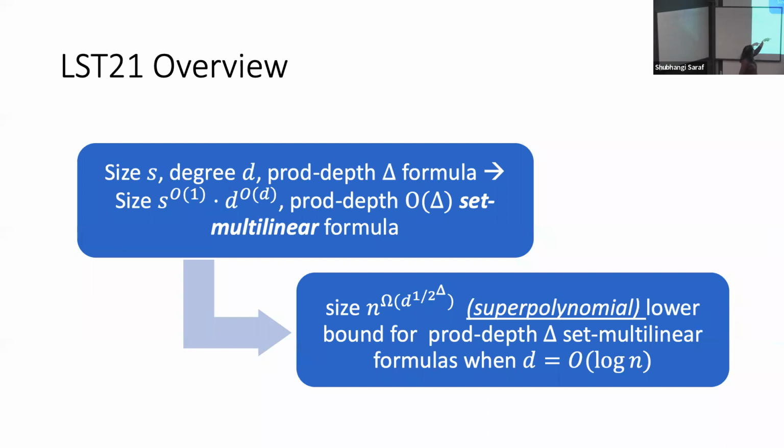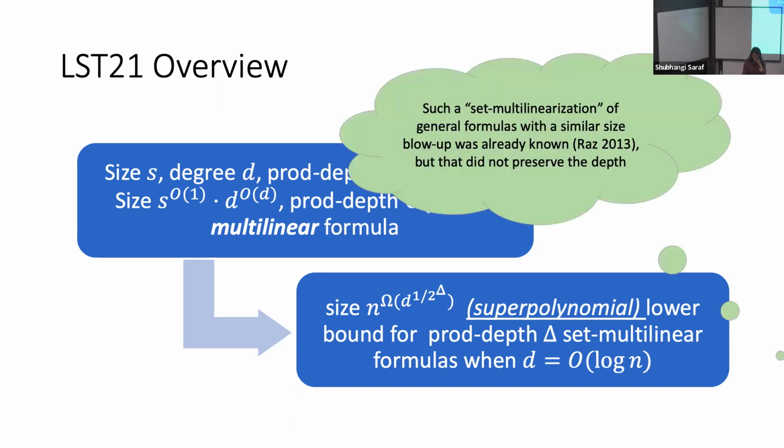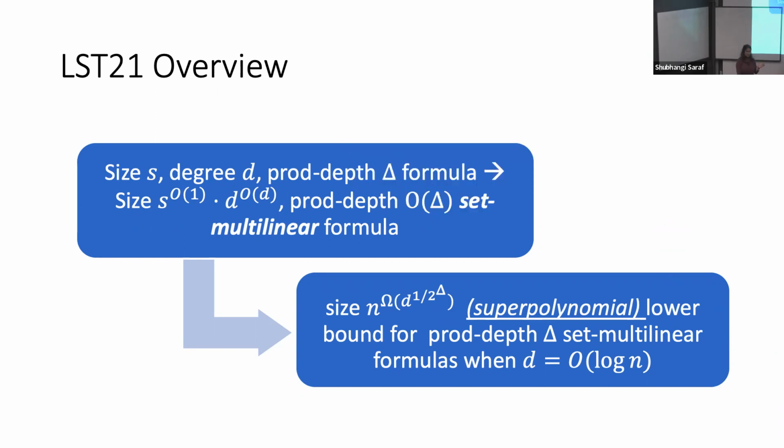They proved then for this product depth delta set multilinear formulas, when the degree is small, super polynomial lower bounds. Okay, like N to the... set D to be something like square root log N or log N over log log N, and observe that you get a super polynomial lower bound for constant depth set multilinear formulas. And that translates into a super polynomial lower bound for general constant depth formulas. Yes? Good. So set multilinear formulas clear.